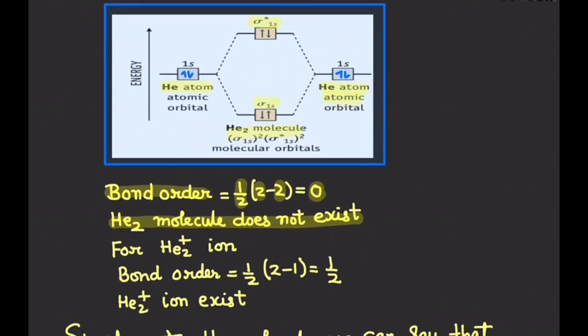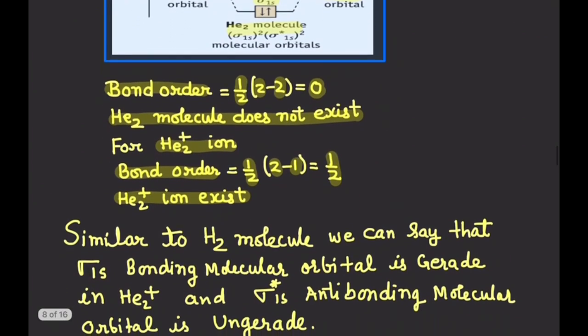But for the He2 plus ion, we count the number of electrons, which is equal to 3. So if we remove one electron from the anti-bonding orbital of He2, then the He2 plus ion will be formed. In this, if we calculate the bond order, that is half times 2 minus 1, which is equal to half. Since the bond order is a positive fraction, if the bond order is an integer or a positive fraction, the molecule can exist. So we can say that the He2 plus ion exists, and there is experimental evidence of the He2 plus ion at very low temperature and low pressure.